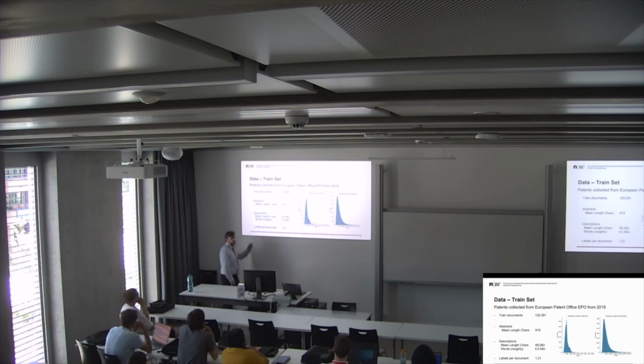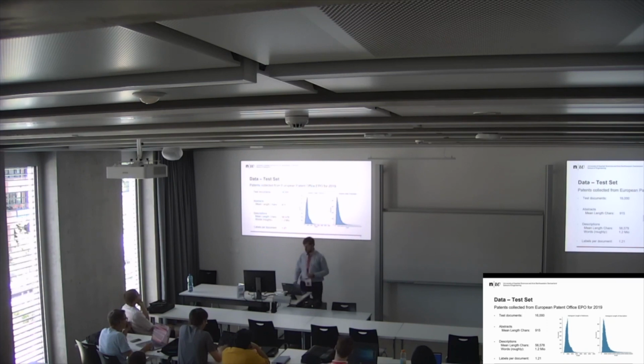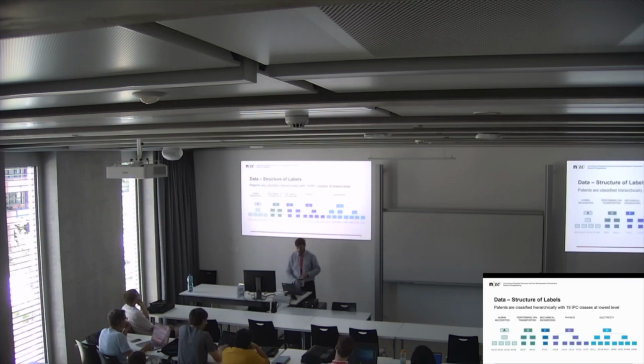And this is a multi-label problem. Not big, 1.2 label density. It means that we have at least one, and in some cases we have 2 labels per patent. The distribution in the test data is roughly the same. And these classes are hierarchically organized.